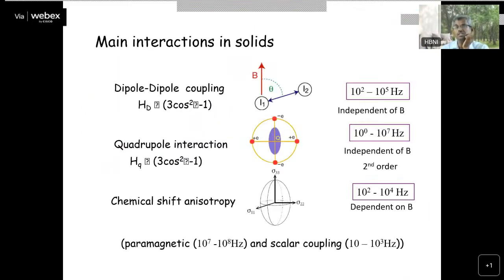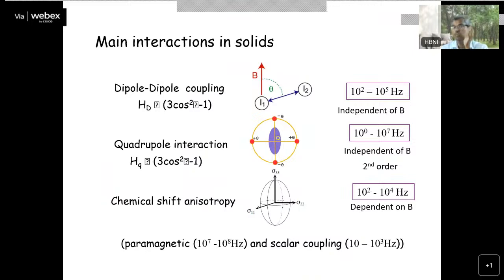Now let us go to the second lecture. Today we mainly discuss the interactions. Sorry, I think again the proportionality sign has not come. First, the dipole-dipole coupling. You see I1 and I2: I1 is one nucleus, I2 is another nucleus. There is a distance, shown by a double arrow, that is called the bond vector. This bond vector makes an angle theta with the applied magnetic field. That is called a dipole-dipole coupling.